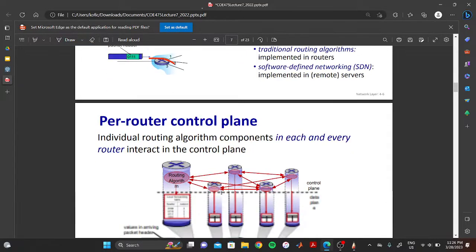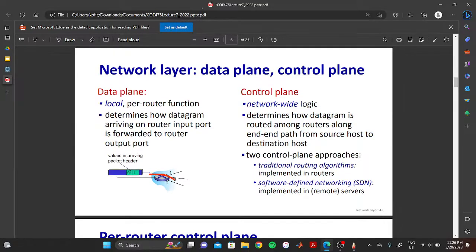So yeah, we talked about the data plane being local, and the control plane being network-wide logic.